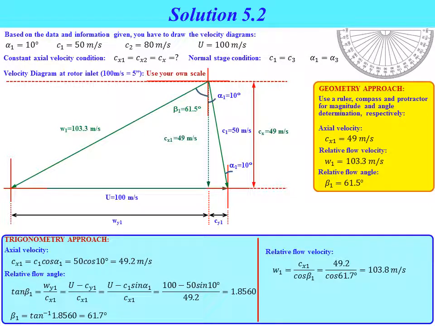The relative flow velocity can also be determined using the trigonometry approach, where w1 equals cx1 divided by cos beta 1. If we substitute the values of cx1 and beta 1 obtained from the trigonometry approach into the equation for w1, we get w1 equal to 103.8 meters per second. This value is also quite similar to the w1 we obtained from the geometry approach.